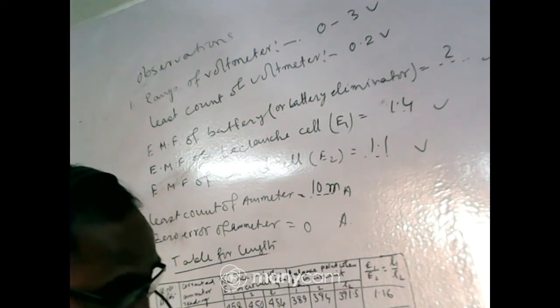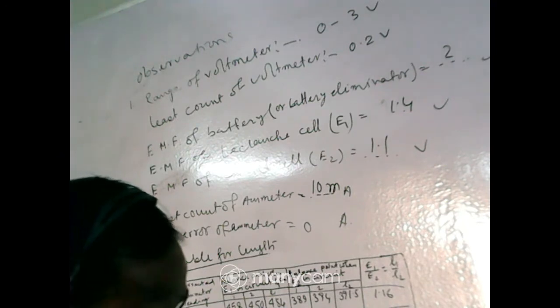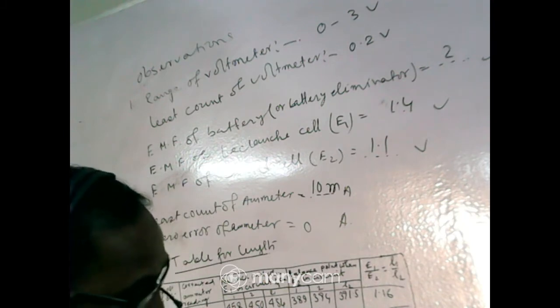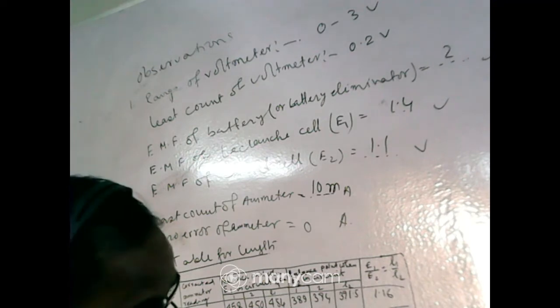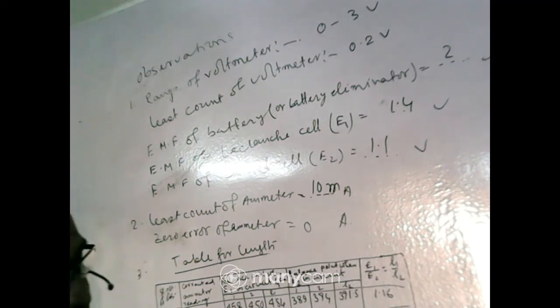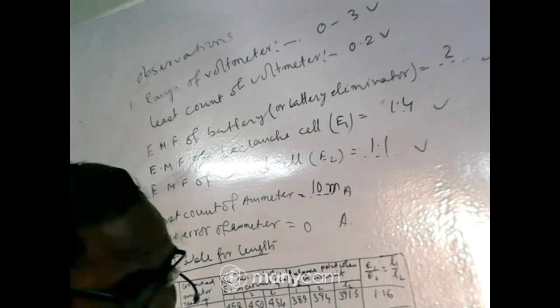From your books, the EMF of the Leclanche cell, you see here, 1.4 volt. Okay, the electromotive force of the cell is 1.4 volt. It can supply an electric current of 0.25 ampere. Its internal resistance is about 1.2 ohm. Okay, and next is the Daniell cell.